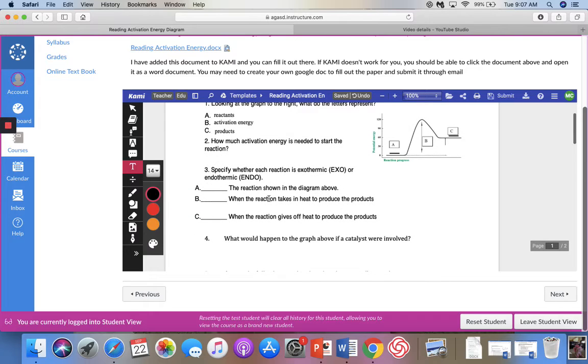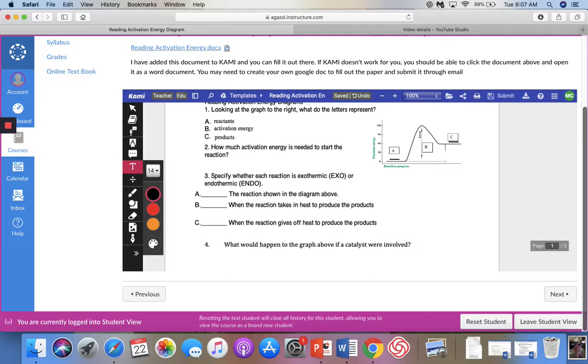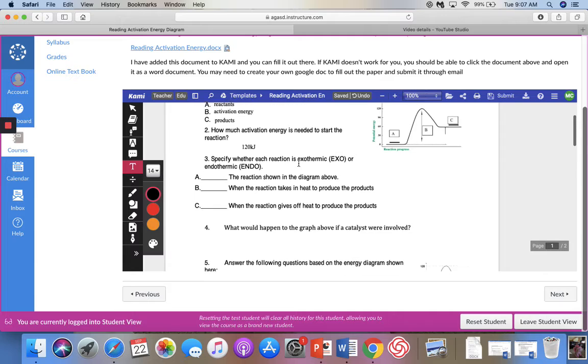Okay, moving on down. How much activation energy is needed to start the reaction? So you would need to do some math, potentially. Looks like it has to reach 120. And it's down here at 0. So 120 minus 0, it's going to need 120 kilojoules of energy.